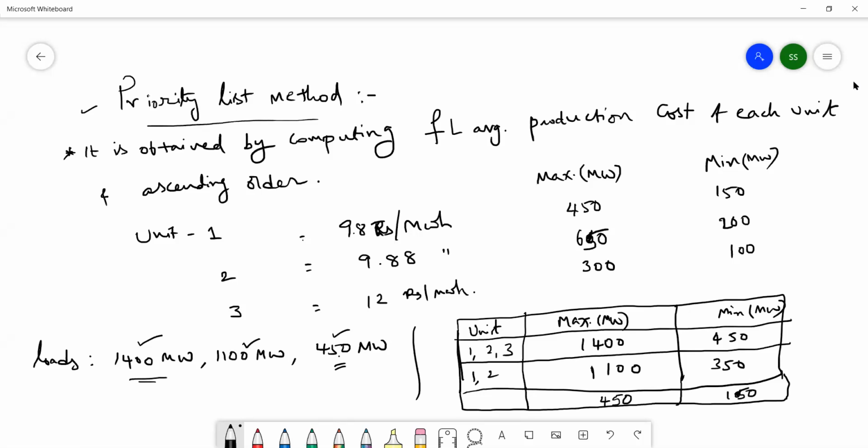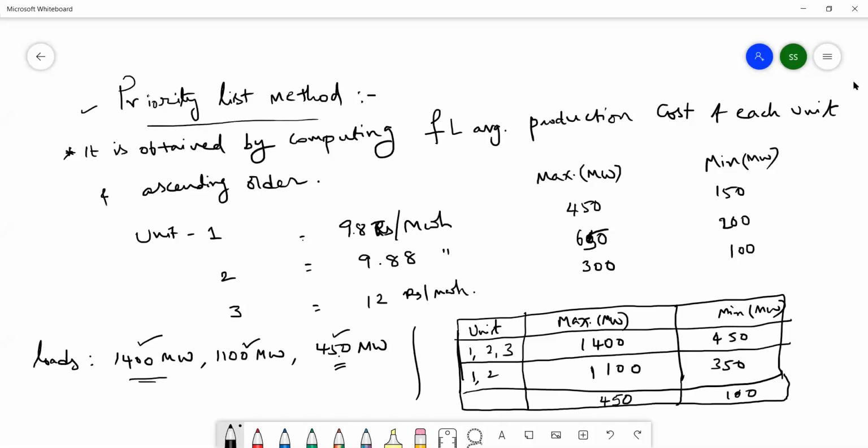Right now, tell me which unit I need to run? One or two or three? Or you can take 100, no problem. Tell me which unit I need to run and which unit I need to shut down. Unit 1, sir. Unit 1 is enough to meet this load.